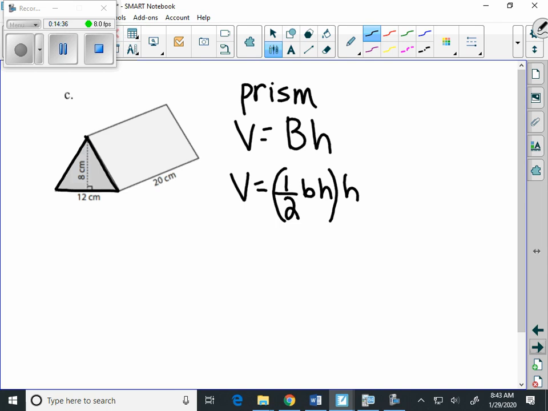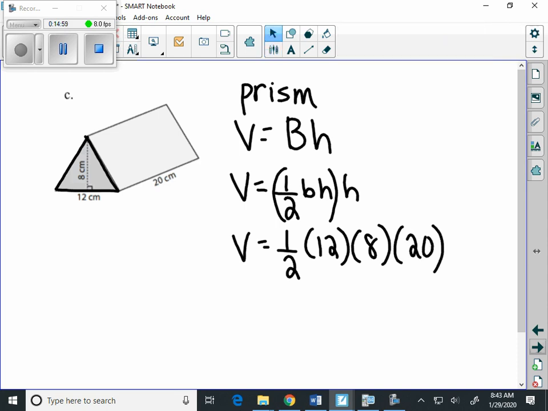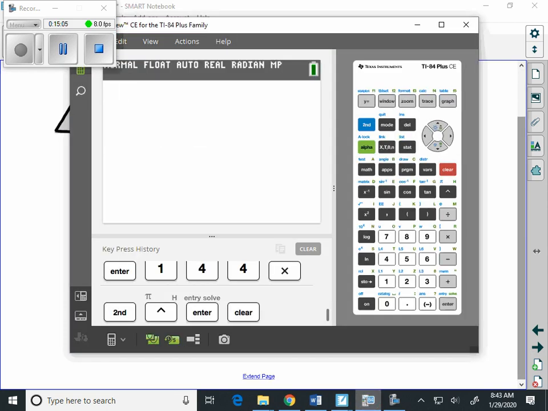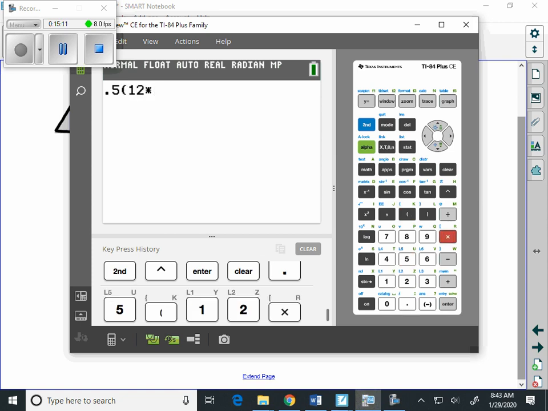Well, what we know in this formula then is it's going to be 1/2. The base of the triangle, just of the base of the base, is 12. The height of that given triangle is 8. And then the entire height of this prism is 20. And we can type that into our calculator to get our result here. I'm going to use 0.5 times 12 times 8 times 20.